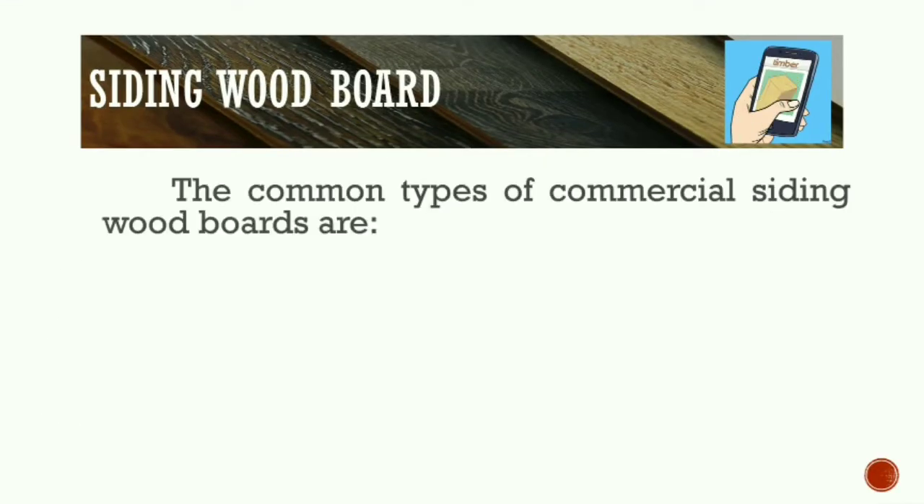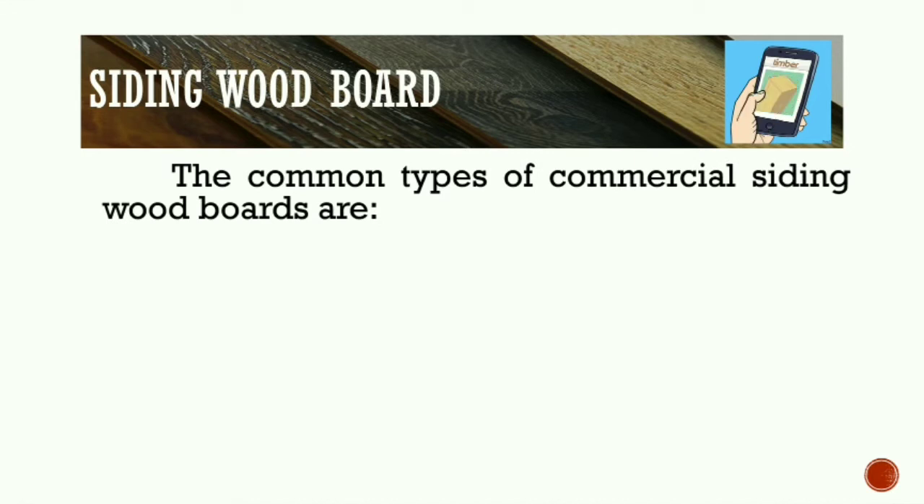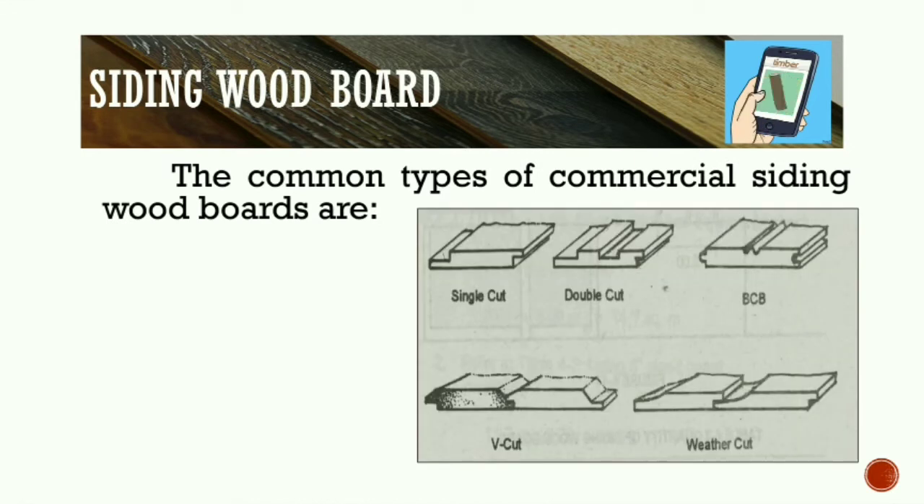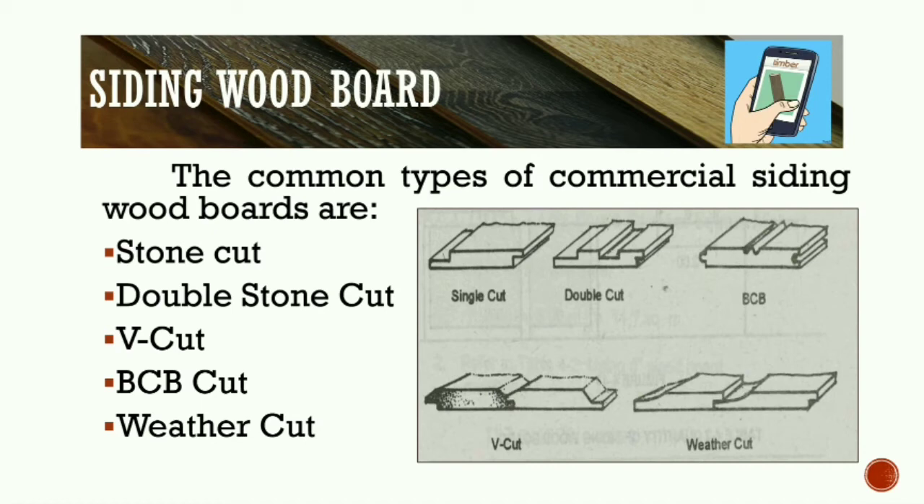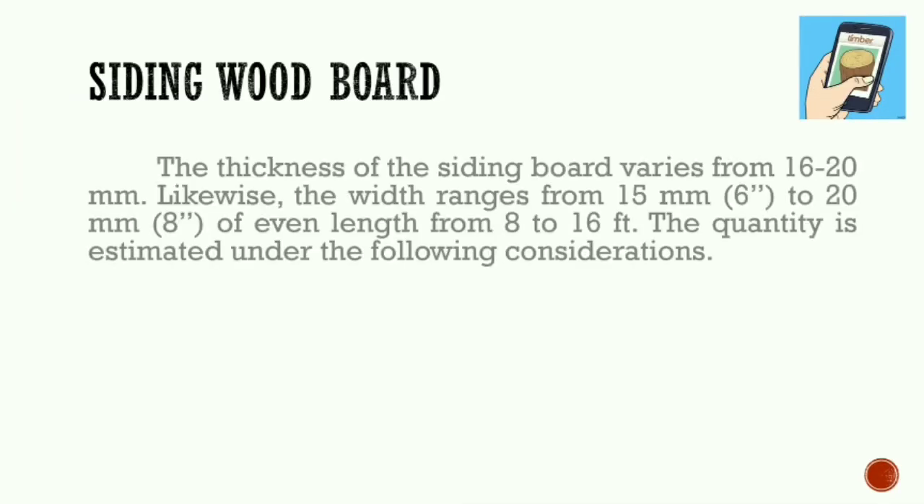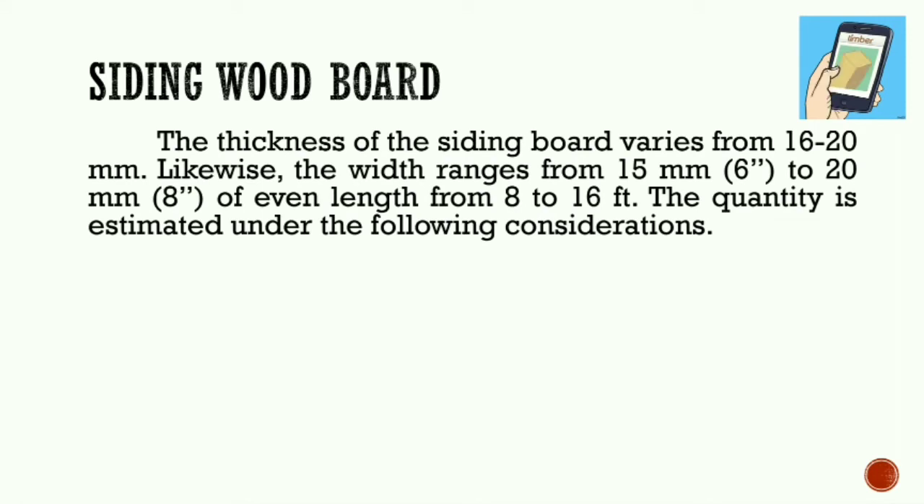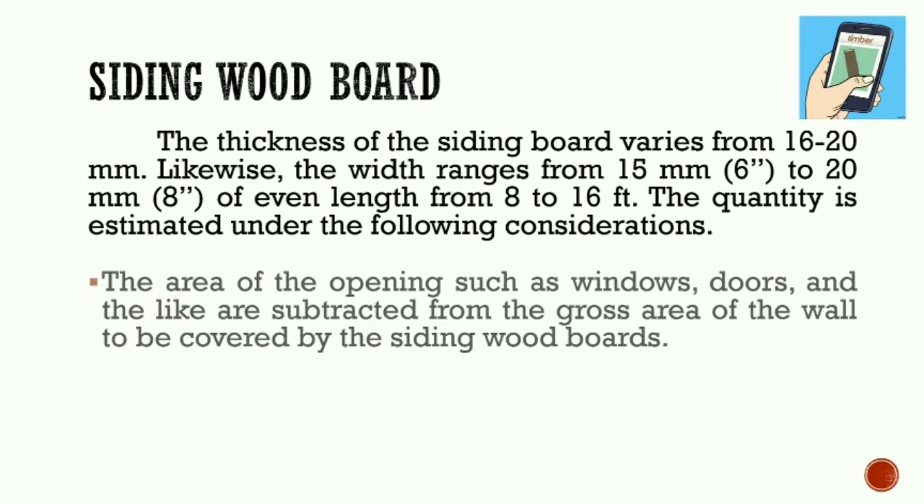For the siding wood board, the common types of commercial siding wood boards are the single stone cut, the double stone cut, the DCB, the V-cut, and the weather cut. So what is a siding wood board? The thickness of the siding wood board varies from 16 to 20 millimeters. Likewise, the width ranges from 15 mm, 6 inches, to 20 mm or 8 inches, and even length from 8 to 16 feet. The quantity is estimated under the following considerations.